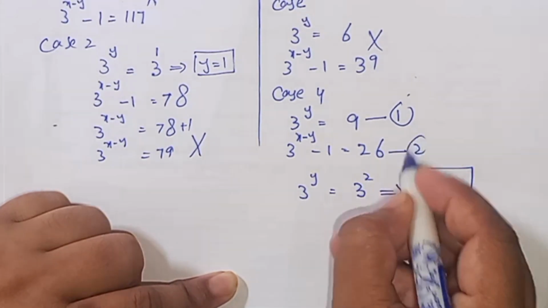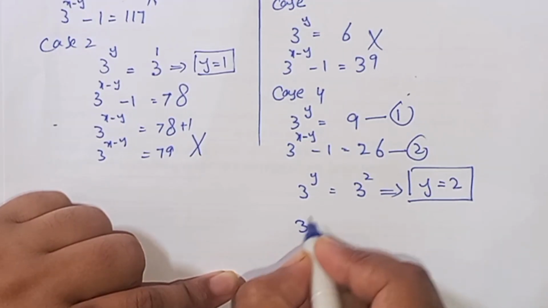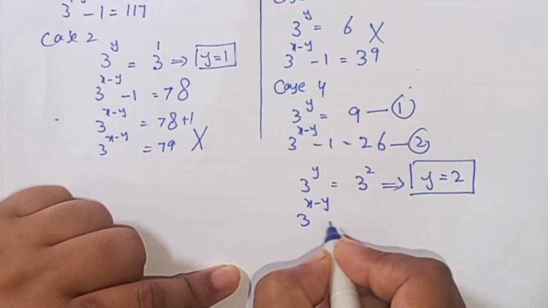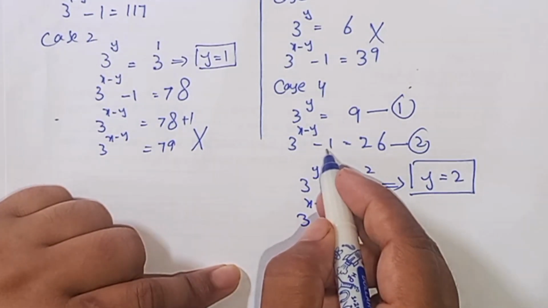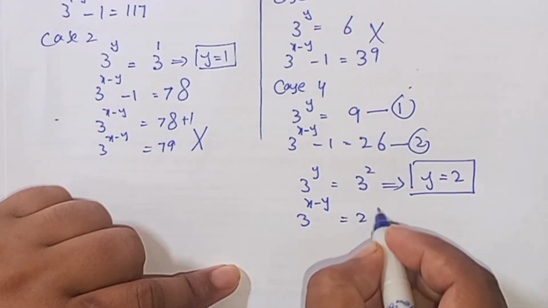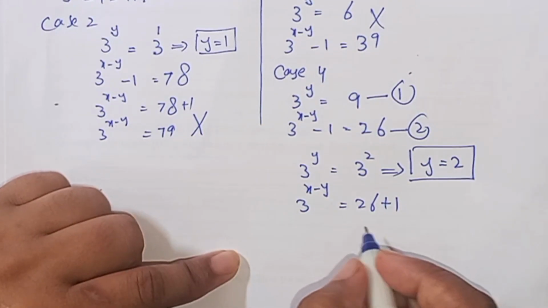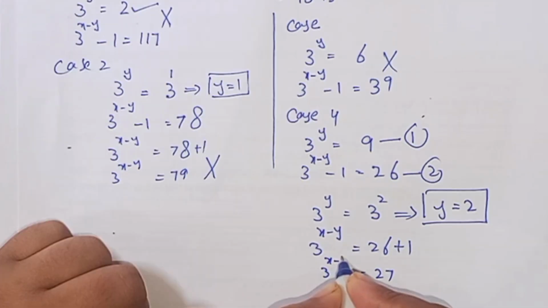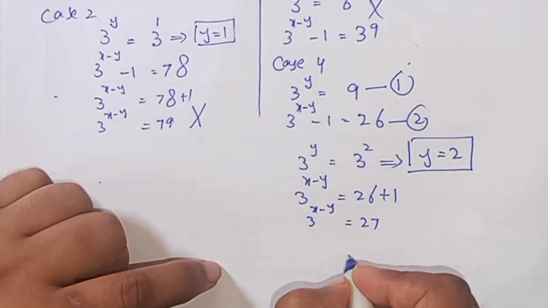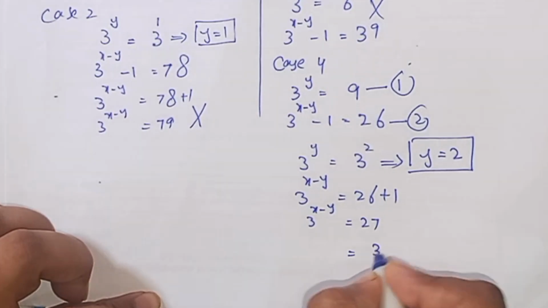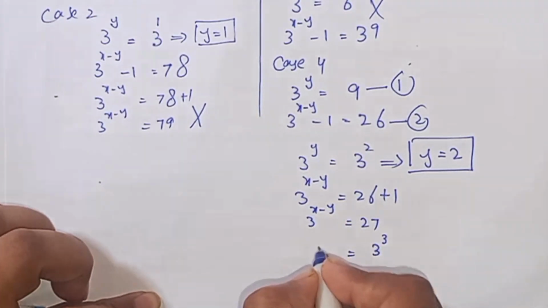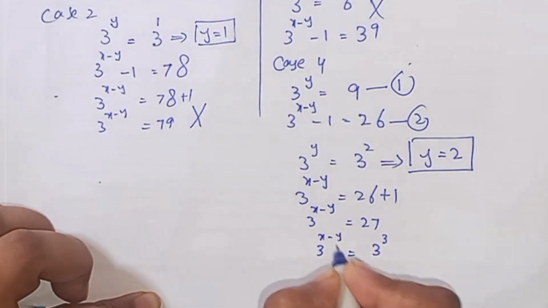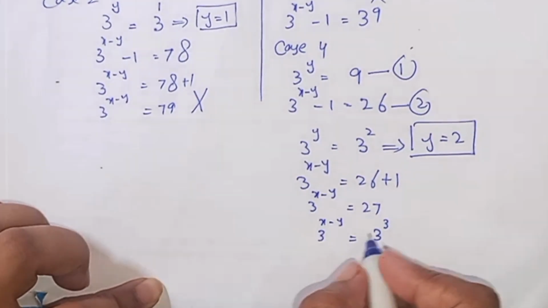Now look at the second equation. This implies 3 raised to the power x minus y. If we shift this 1 to the right hand side, then this will become 26 plus 1, which is equal to 27. This is equal to 3 raised to the power x minus y. So we write this 27 as 3 raised to the power 3. It's equal to 3 raised to the power x minus y. The bases are same, so we can compare their exponents.